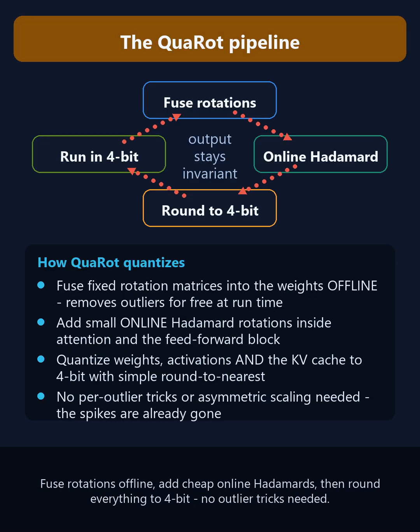Let's walk the pipeline. First, fuse fixed rotation matrices into the model's weights offline, which removes outliers for free at runtime. Next, add small online Hadamard rotations inside attention and the feed-forward block to clean the last activations. Then quantize weights, activations, and the KV cache to 4 bits with simple round-to-nearest. Because the outliers are gone, no fancy per-outlier handling is needed.